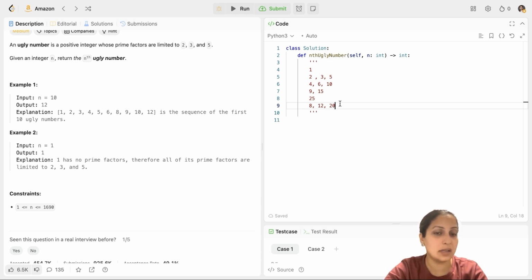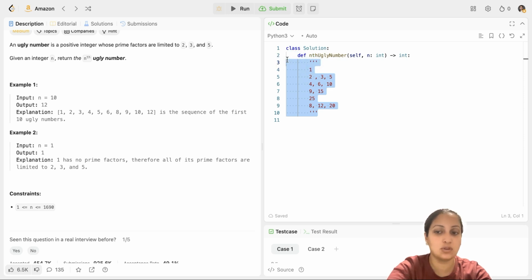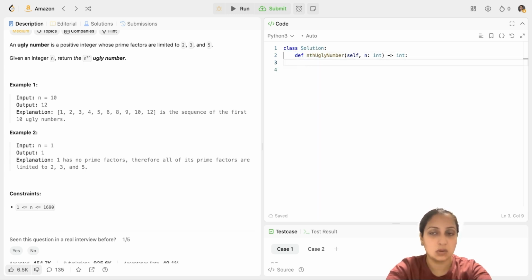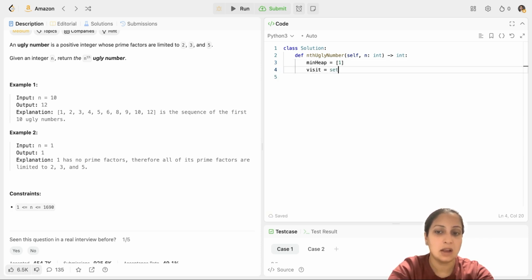If it is not clear yet, let me solve it using coding and you will understand it better. This is not the most optimal approach, but it's a good approach, so you should know this solution. So let's code it first. We'll initialize our minHeap with our base case, which is 1. Now I will initialize a set to keep track of all the duplicates. Whatever values have been put in the heap, I will put them here in the visit set. And then I will also have a factors array where I will keep my 3 factors, which can only be 2, 3 and 5.